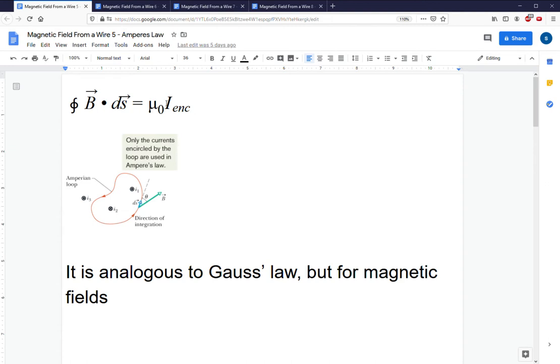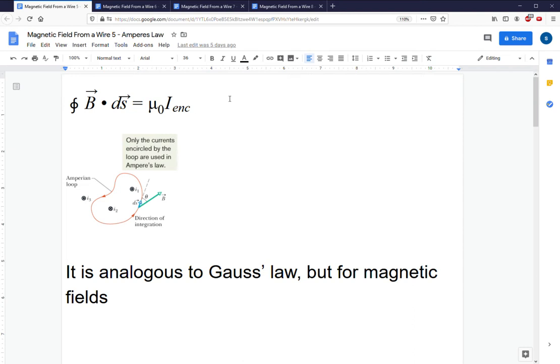Mu sub naught, that is, again, the permeability of free space. That's that 4 pi times 10 to the negative 7th Tesla meters per ampere. And I enclosed represents the total current enclosed by the loop.